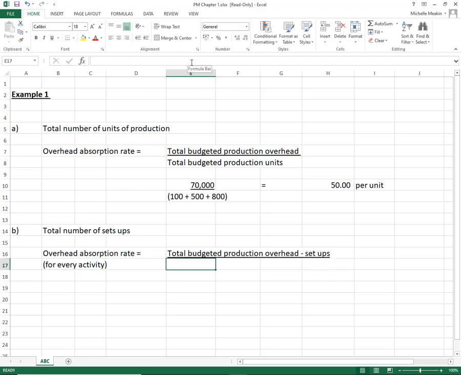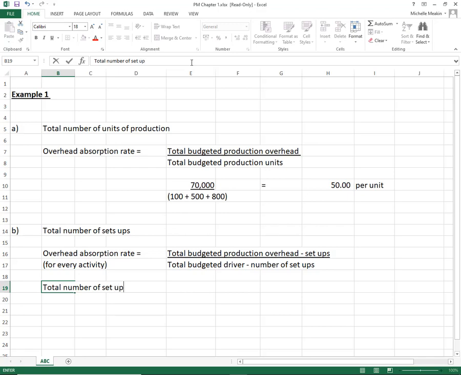And you are going to divide that by the total budgeted driver. That budgeted driver for the costs we incur for setups will likely be the number of setups that is required. In terms of the question, total number of setups, you are told that number of setups required for X was 10. We are going to add Y, 20. And then finally for Z, we will need 40. So 70 setups will be required.